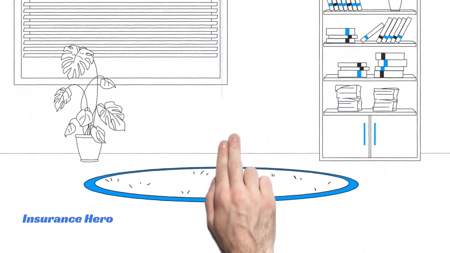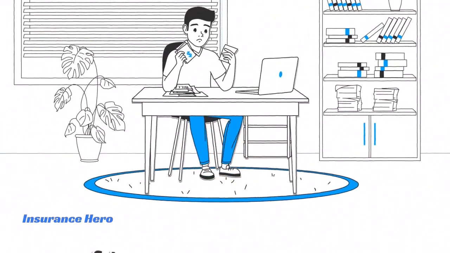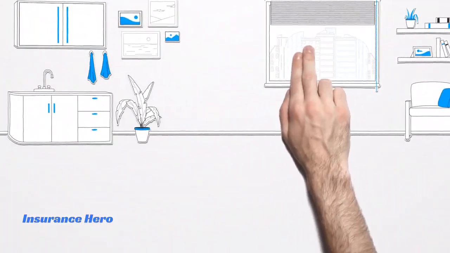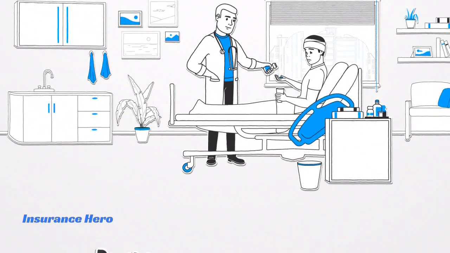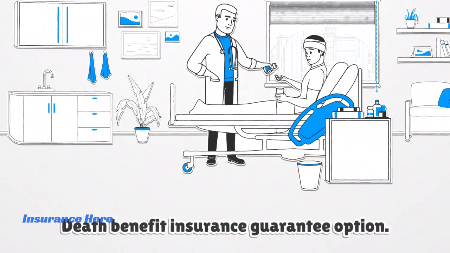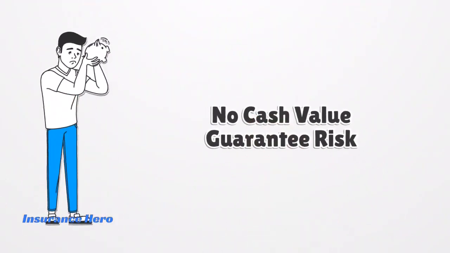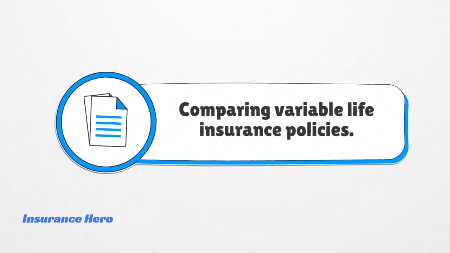A scheduled premium policy requires the policy owner to pay a set amount on a regular basis, like monthly or quarterly. In return, the insurer guarantees a minimum death benefit. However, the insurer does not guarantee any cash value because the investments may perform poorly, and that risk falls on the policy owner.